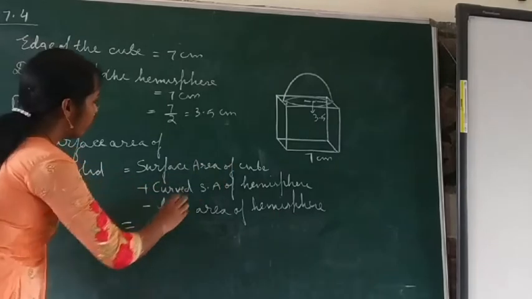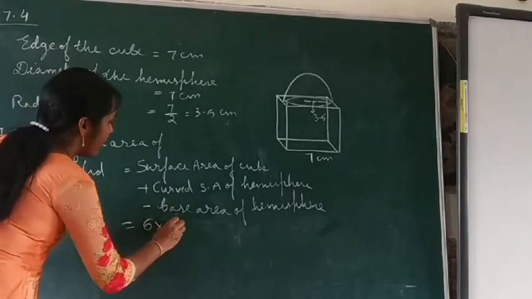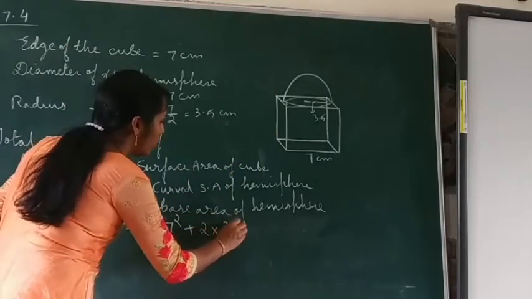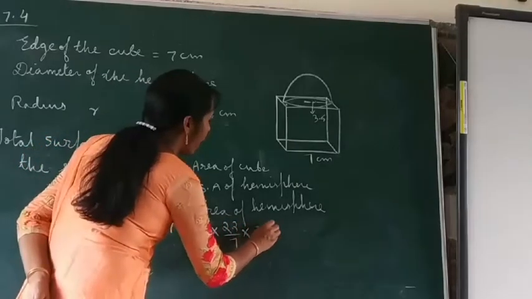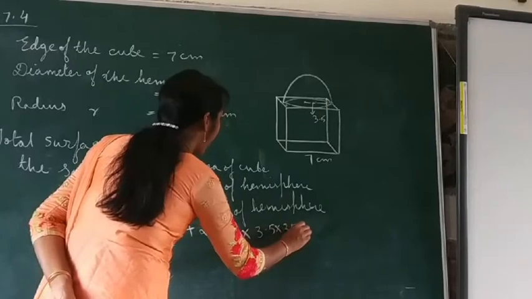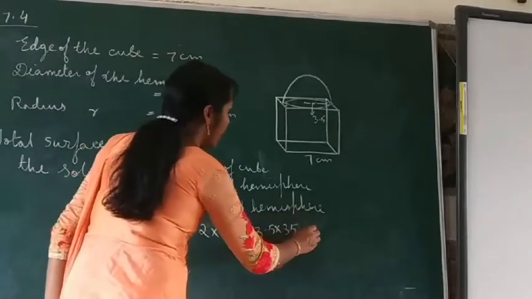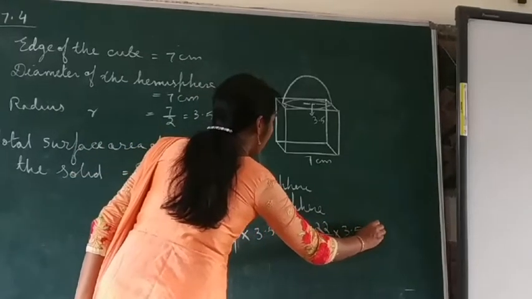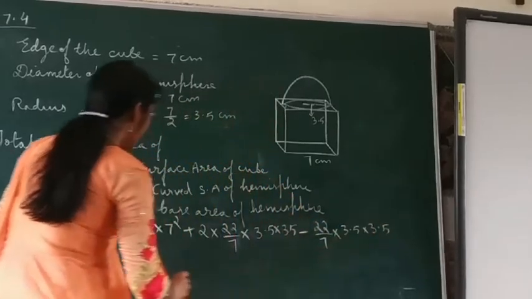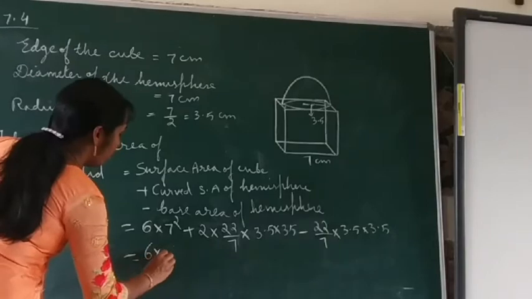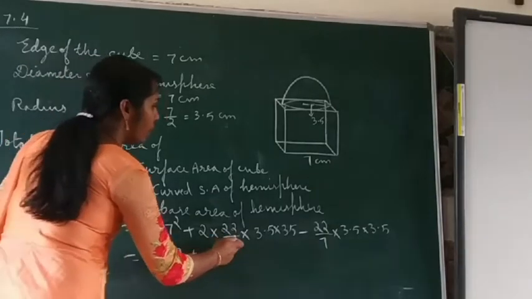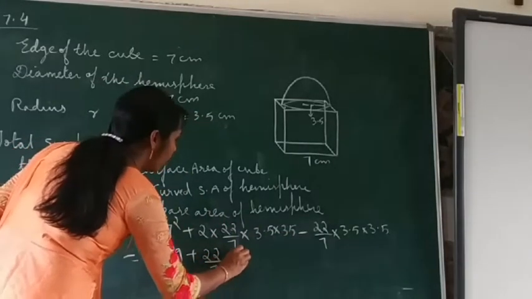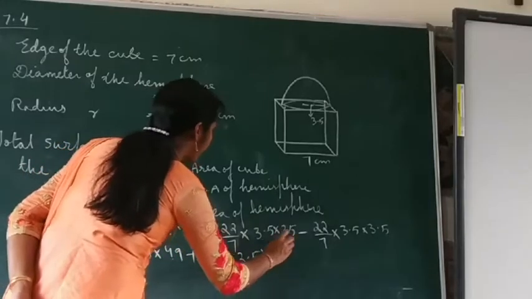So, surface area of the cube, that is 6a square, that is 6 into 7 square, plus curved surface area of the hemisphere, that is 2 pi r square, 2 into 22 by 7 into 3.5 into 3.5, minus base area of the hemisphere, that is pi r square, 22 by 7 into 3.5 into 3.5. So, that is equal to 6 into 49 plus, here we can take out 22 by 7 into 3.5 into 3.5 in bracket.